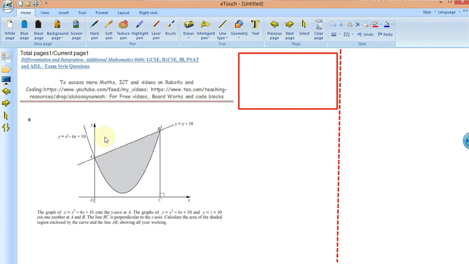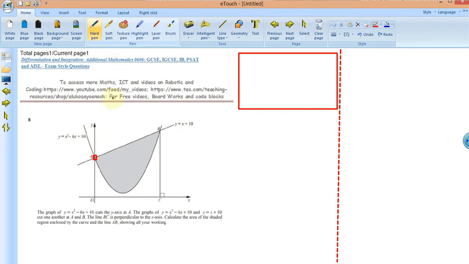Now the first information here: if you look at this curve, this quadratic, or trinomial equation, this parabola, this curve cuts at this point A. You can see that the curve and the line intercept at this point. So at this point A, we can equate the equation of the line to the equation of the curve. So we can just do y equals y.